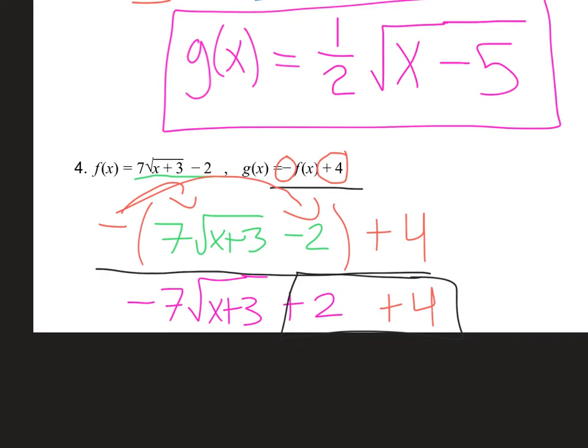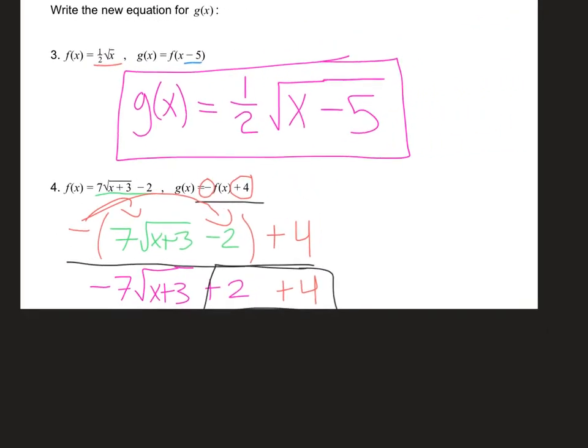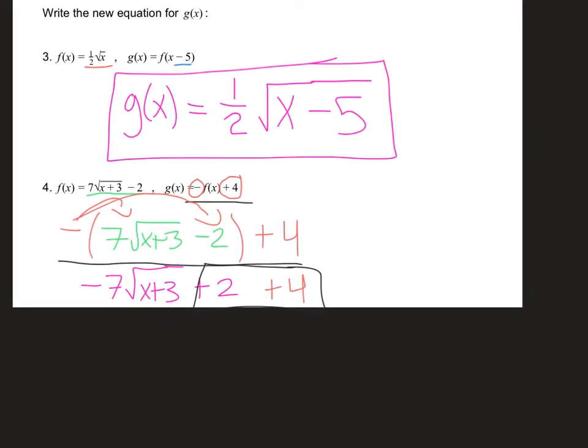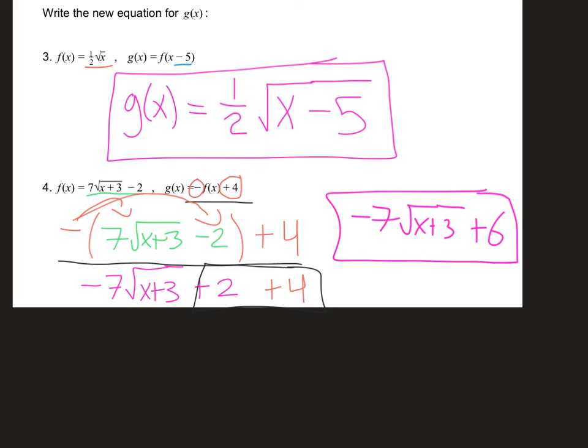So my final answer, and I'm running out of room here, I can come over here and write it. So my final answer is going to be negative 7 square root of x plus 3 plus 6. And that's it, right? That's it.